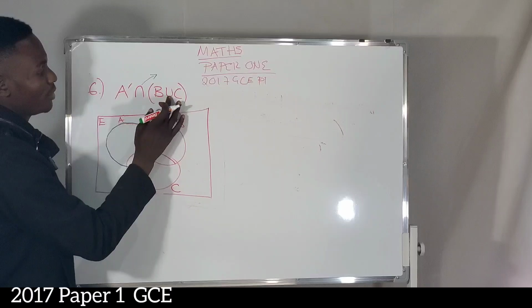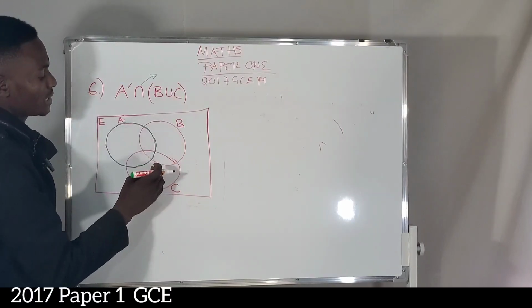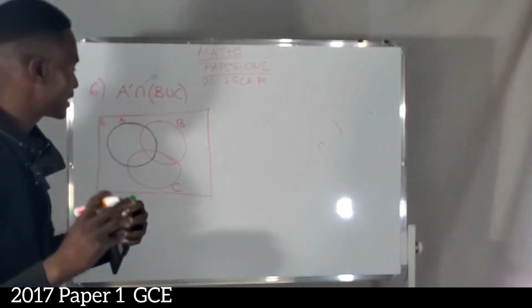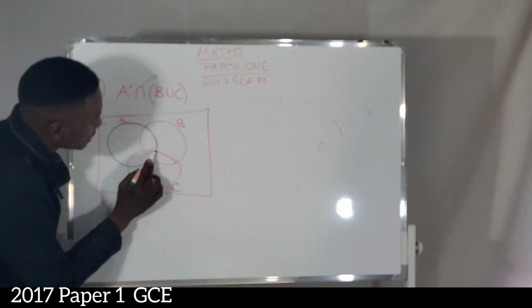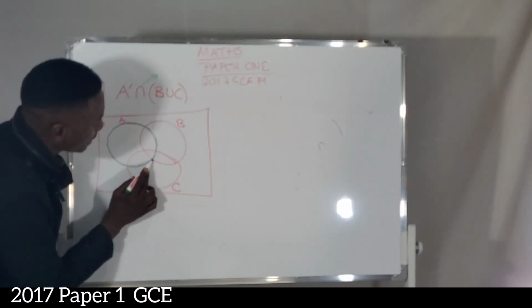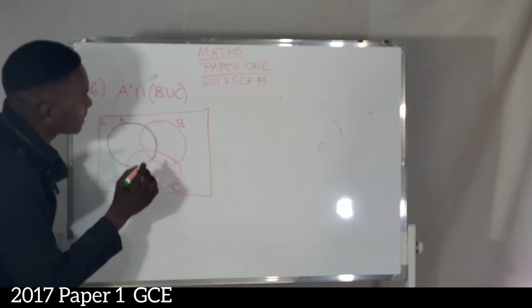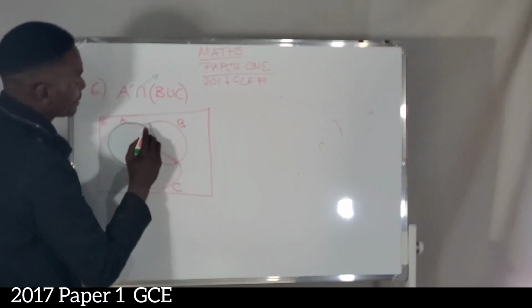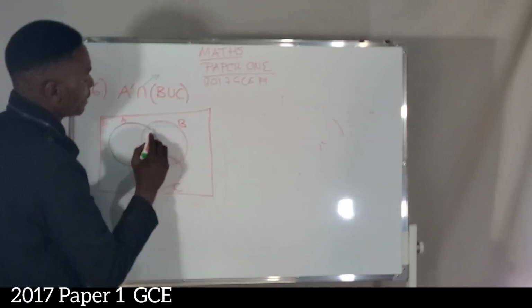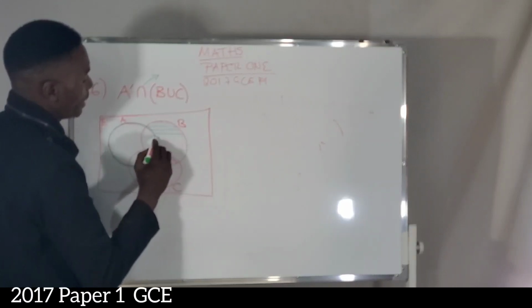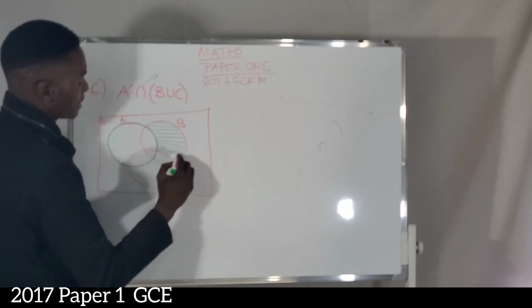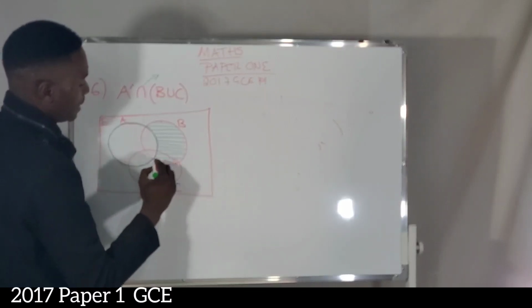Just consider the B union C. B union C means unite them, put them together, union. If it's intersection, it means where they are sharing here. But B union C means everything in B and in C, like this.